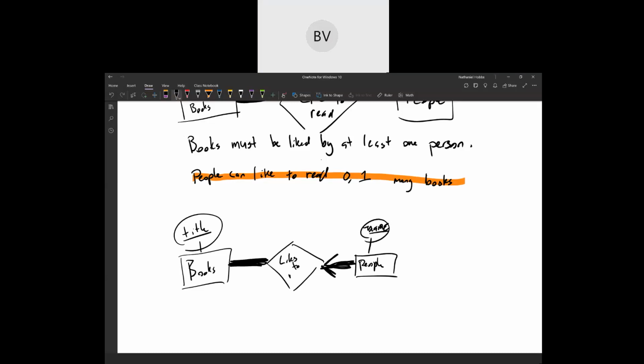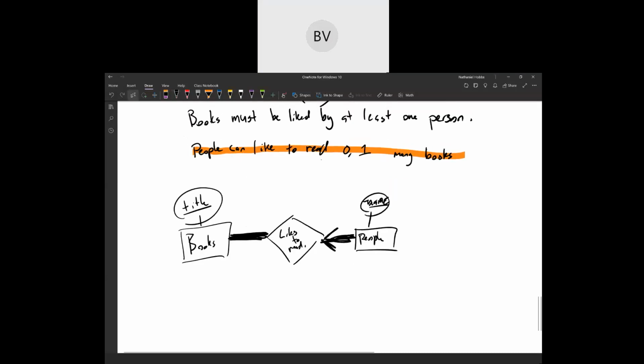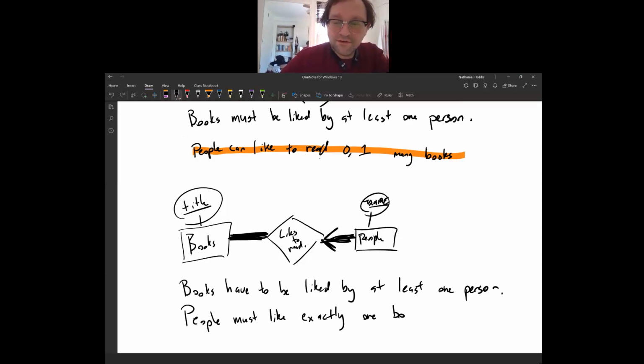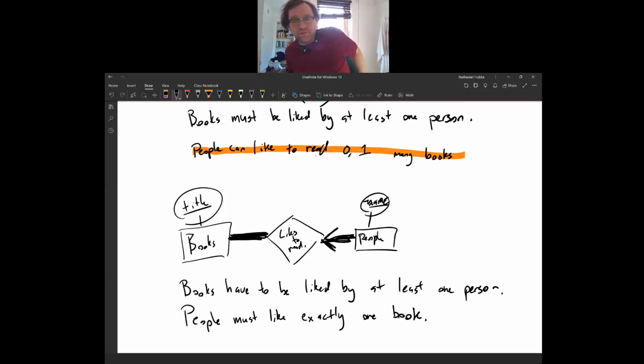So with the books, it's the same as the one before this. It has to be liked by at least one person, but each person can only like exactly one book. So it doesn't work because there's more books than people. And people must like exactly one book. Welcome to the totalitarian regime. Okay. Books have to be liked by at least one person, and people must like exactly one book.